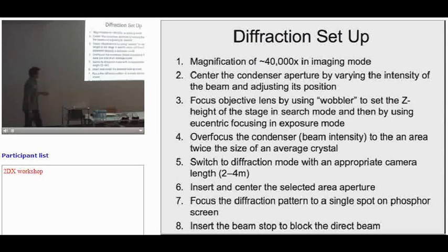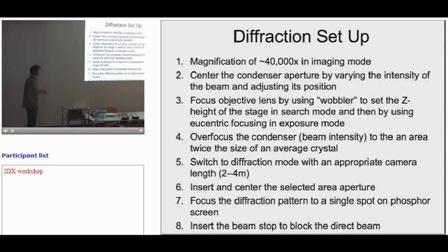So this is how we set it up on our Polara. We used a magnification of about 40,000 in imaging mode. We center the condenser aperture. We focus the lens, again, using the wobbler and the eccentric height. We then overfocus the condenser to spread the beam about twice the size of the average crystal. That way, even your largest crystals will be imaged entirely, and with your smallest ones, you won't burn adjacent ones. That way, if you have a lot of crystals close together, you can get a pretty good image of all of them.